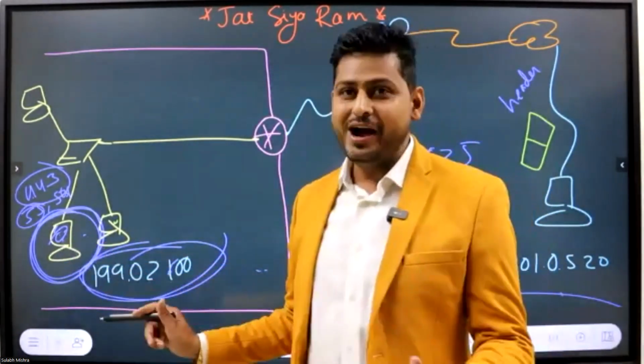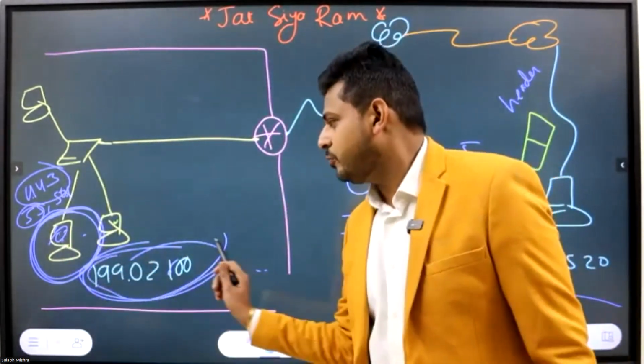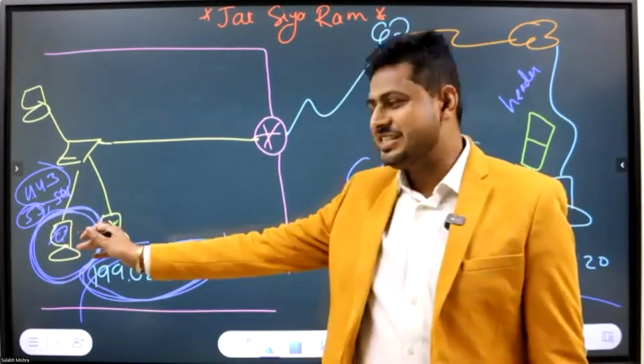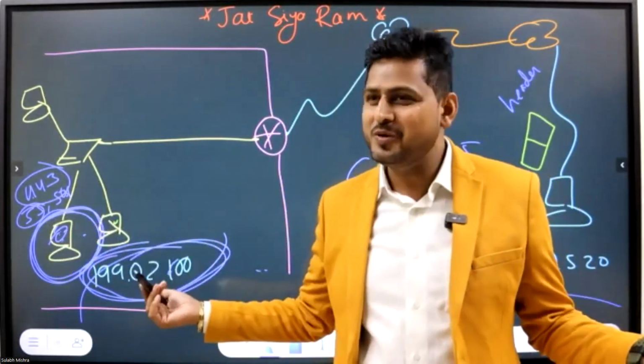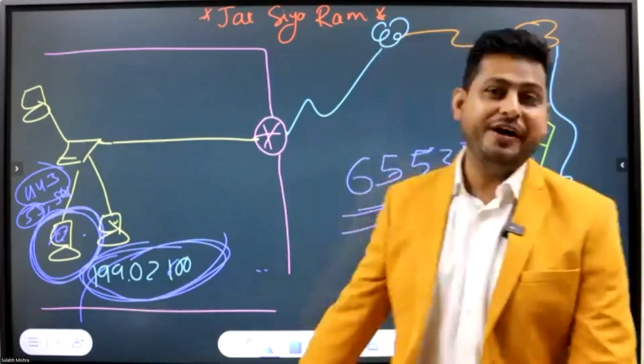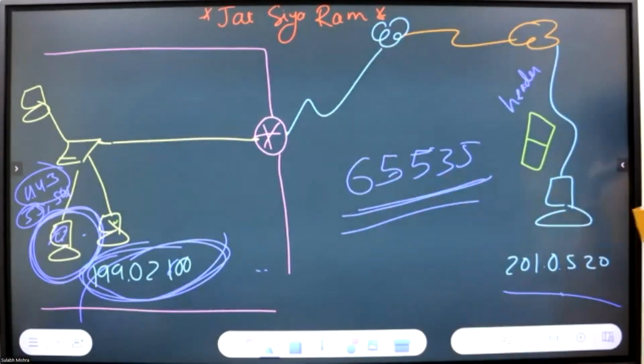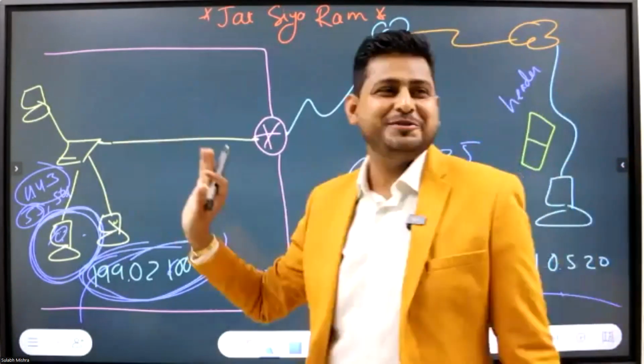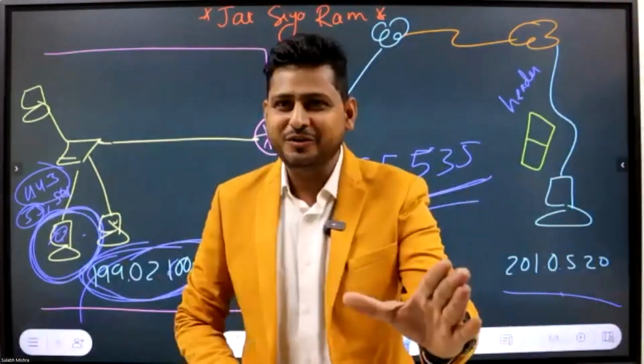Yes or no? While all communication you are sending to this IP only, inside the system you have multiple applications on different port numbers. So whenever you communicate, you have to define the IP also and the port also. Yes or no?